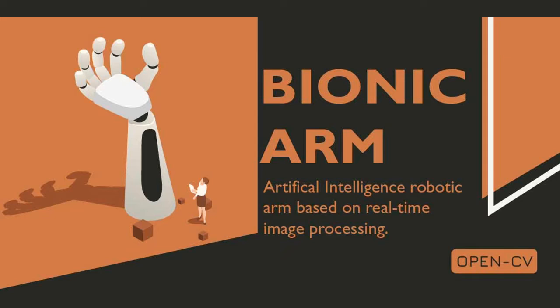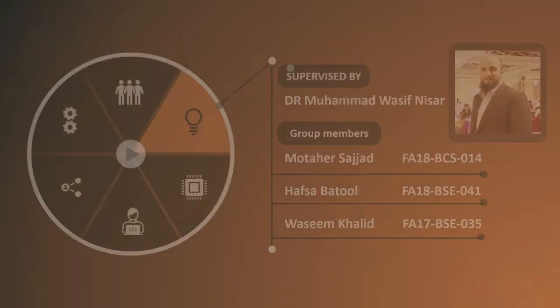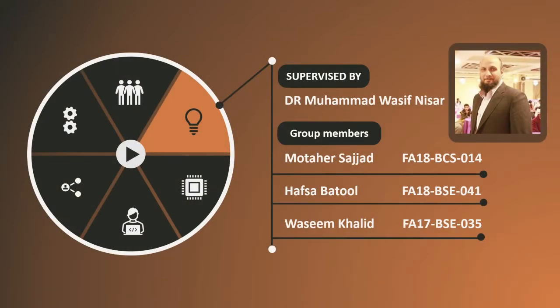Bionic Arm is an artificial intelligence supporting robotic arm based on real-time image processing. Our project is supervised by Dr. Muhammad Wasif Nisa. My group members, including myself, Mutahir Sajjad, are Hafsa Batul and Wasim Khalid.